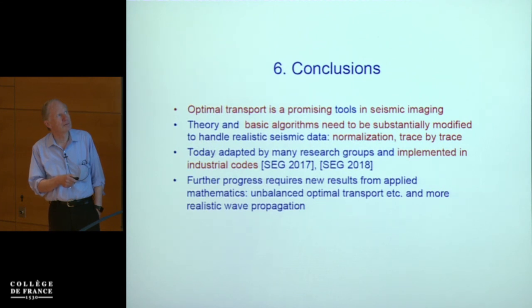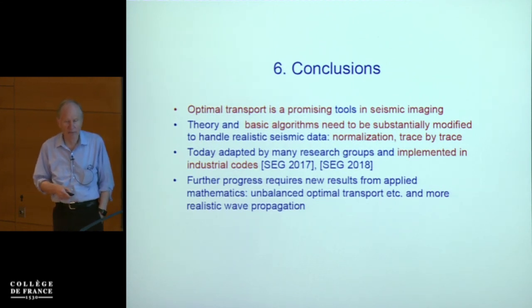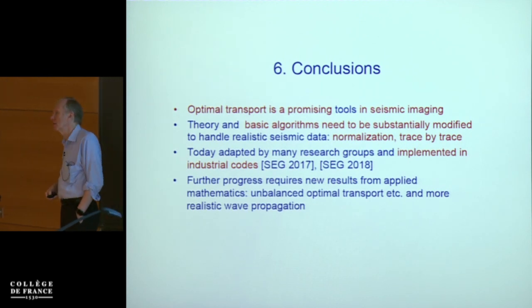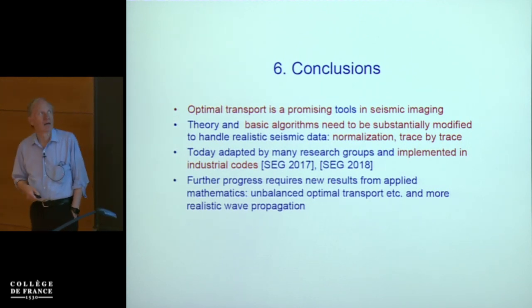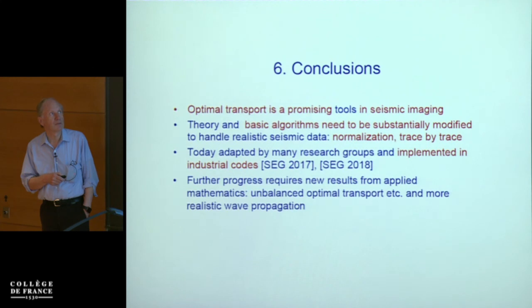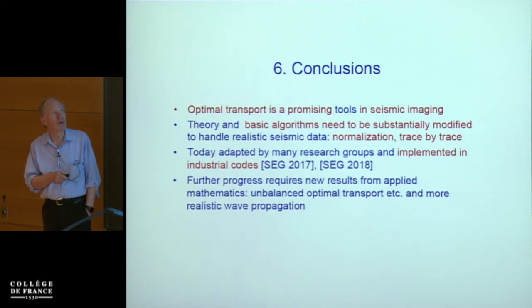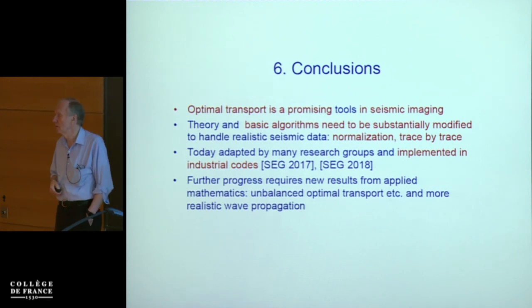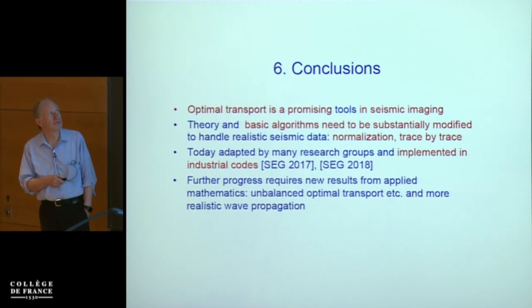These are sort of the big meetings, Society of Exploration Geophysicists meetings, that is once a year. A lot of people, 20,000 people coming to these things. And this year, for the first time, there were industry reports on using optimal transport-based full waveform inversion, and there will be also in the one in the fall. So it's been useful in that.